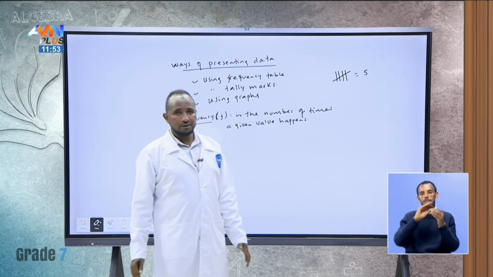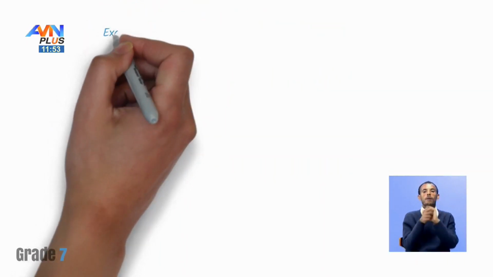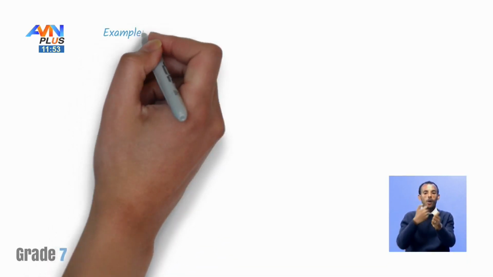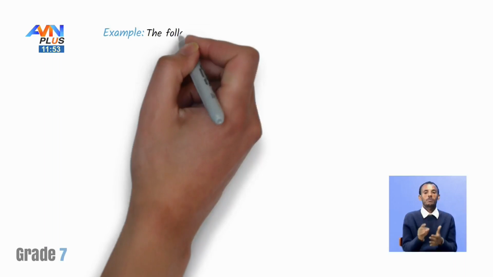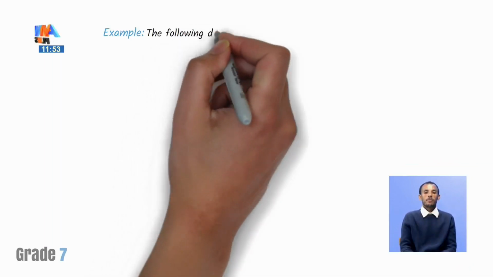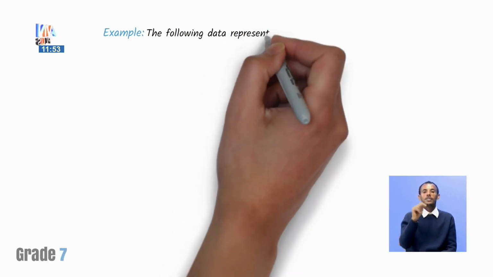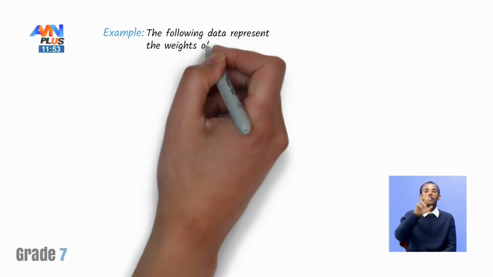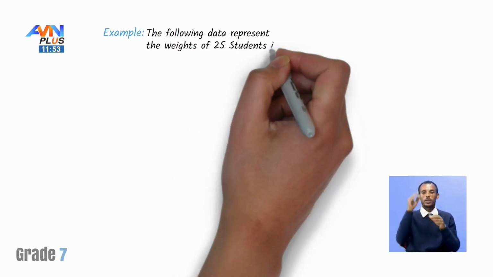Now let's see an example. The following data represents the weights of 25 students in a class.